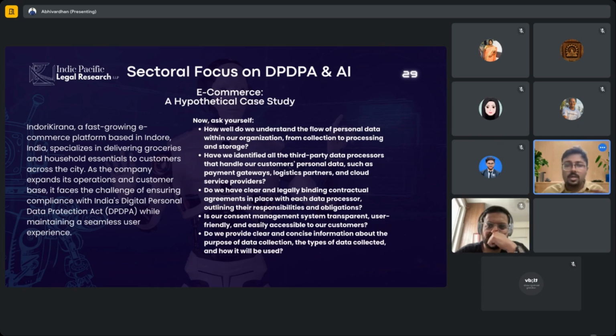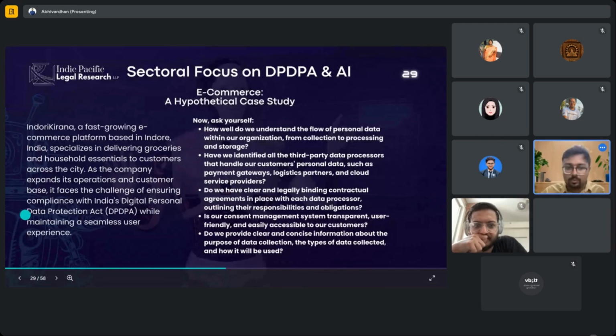And therefore, you should also ask if your consent management system is transparent enough, and whether you are giving clear and concise information. Once a bunch of customers also become aware, then I think it becomes easier for you to have a collaborative sense. So these are also an important aspect. If you have these questions yourself, you can ask me when the Q&A happens. I can share the deck later for sure, with readings. So that was e-commerce.